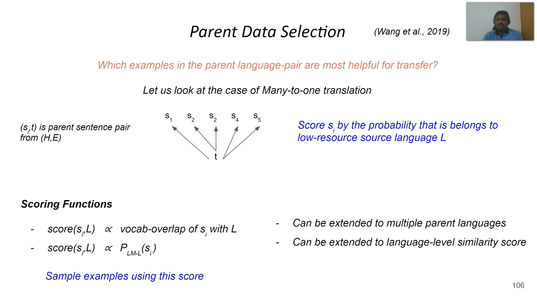You could also come up with a language level similarity score. So instead of having similarities for every example, we could compare parent languages to the child language and then weight all the examples in a certain parent language in a certain way compared to examples in some other parent language. And this also gives benefits over just using examples from all parent languages uniformly.